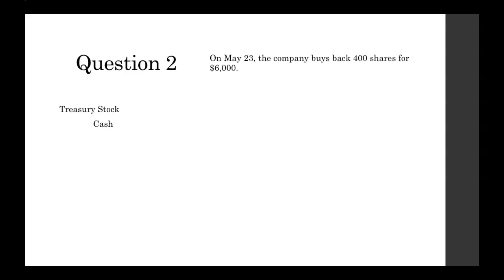Now, how do we value treasury stock? Because common and preferred were valued at par value. Treasury stock is valued at the price that you buy it back for. So we spent $6,000 here on May 23rd to buy back these shares. So that's how we value this treasury stock. So we'll debit treasury stock for $6,000 and we will credit cash for $6,000.